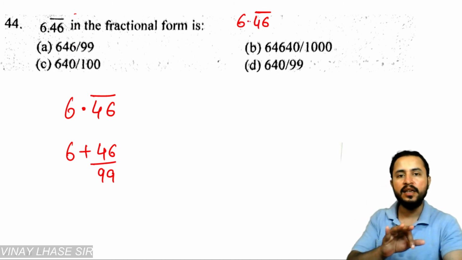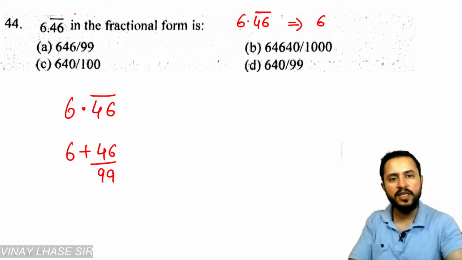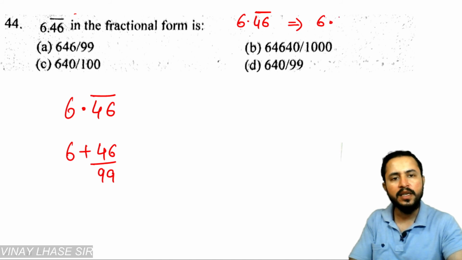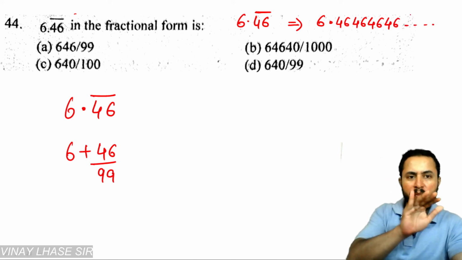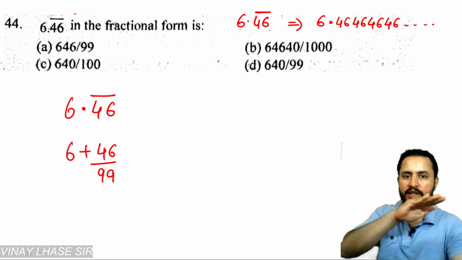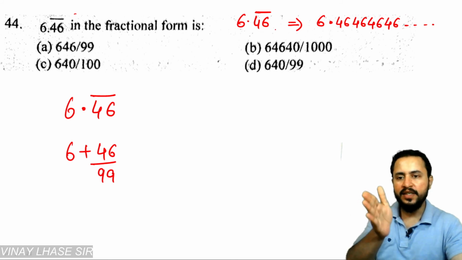4-6 is recurring. In decimals, when a recurring part comes, sometimes they ask this also: what is the meaning of 6.46 bar? So basically this 4-6, 4-6, 4-6 will be continuous. It will keep on repeating itself like this, and to make it short, the examiner gives it as 6.46 bar. Now you have to remember the process directly.